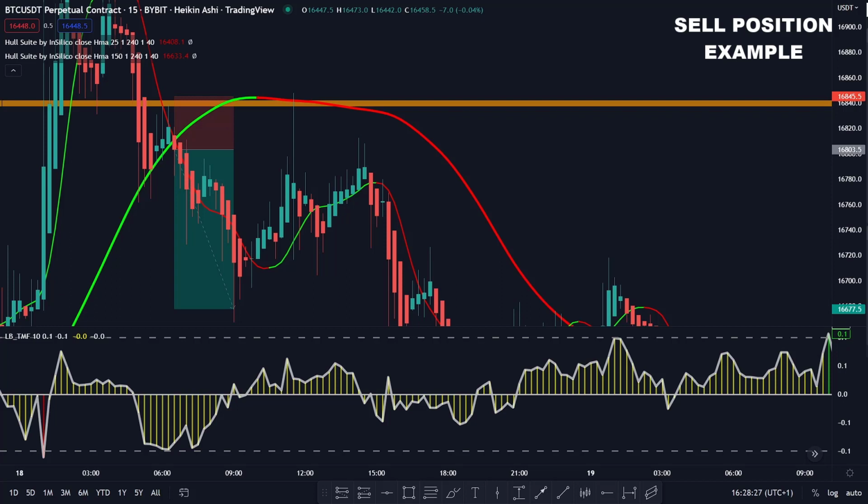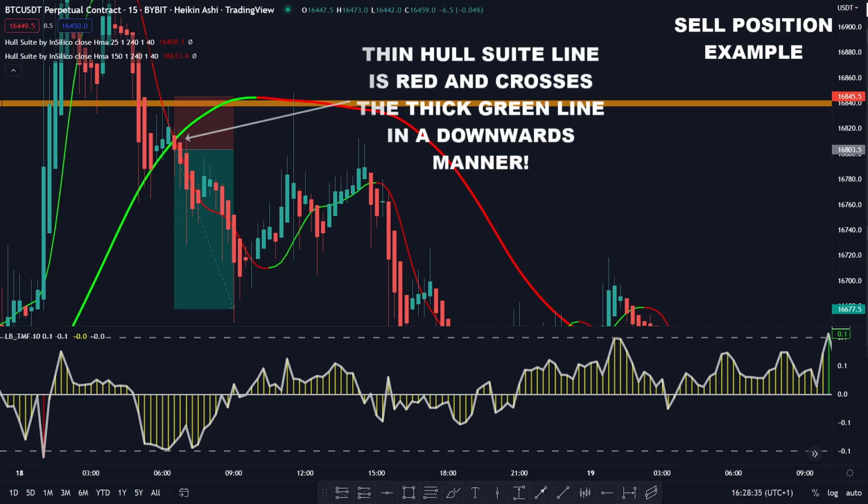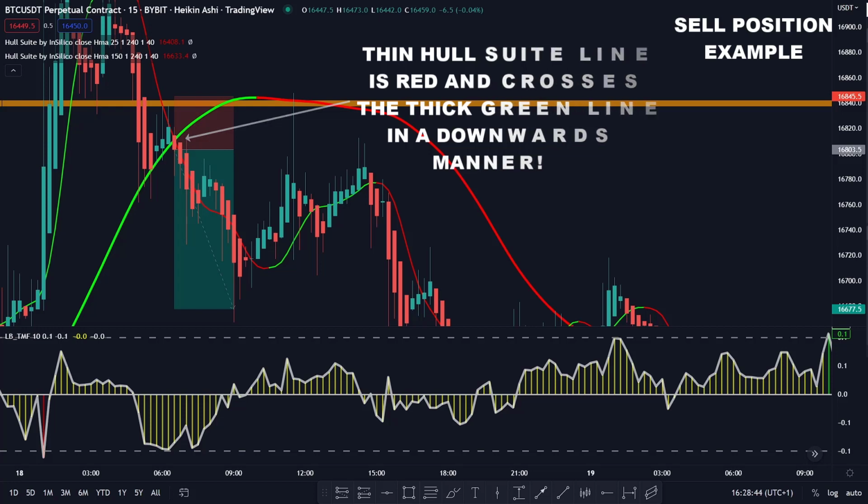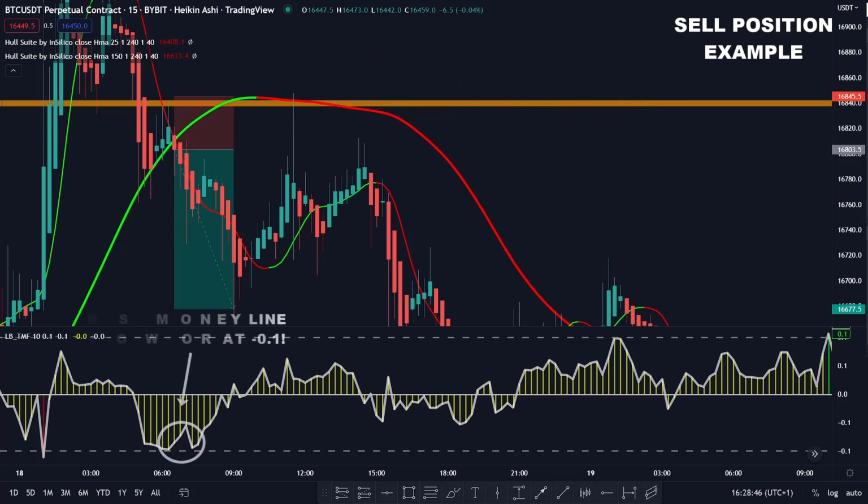The steps are the same as for a long position, but in reverse. We check if all the conditions for a short position are met. The thin Hull Suite line must be red, descend and cross over the thick Hull Suite line. This thick Hull Suite line must also be green in color. Also, the Twiggs Money line must be below 0.1.